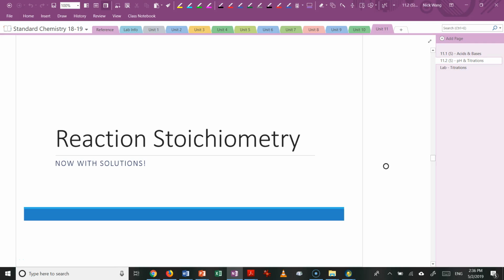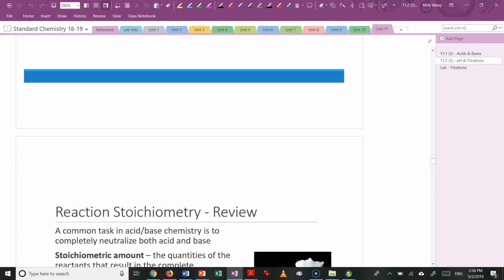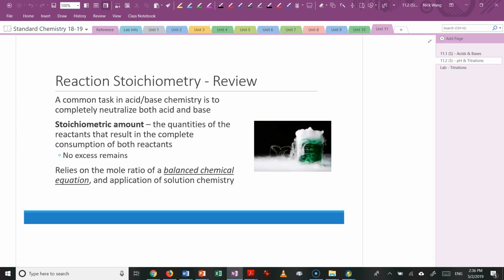In this lesson, we're going to learn about reaction stoichiometry and see how it applies to acids and bases. One of the things that happens a lot in acid-base chemistry is that very frequently there's a need to completely neutralize both the acid and the base. Remember, these two react with each other. So if you combine them in a vessel, they'll react with each other.